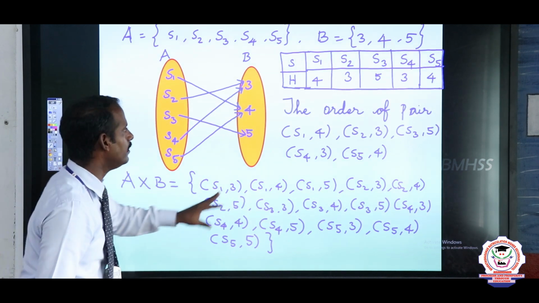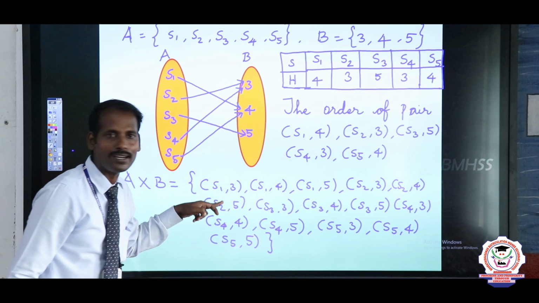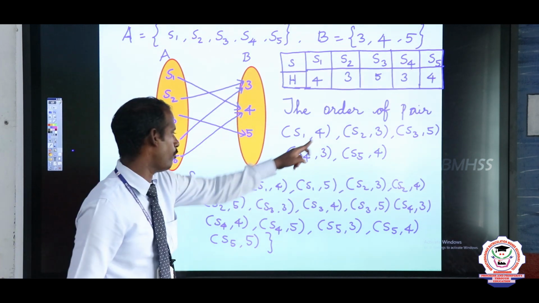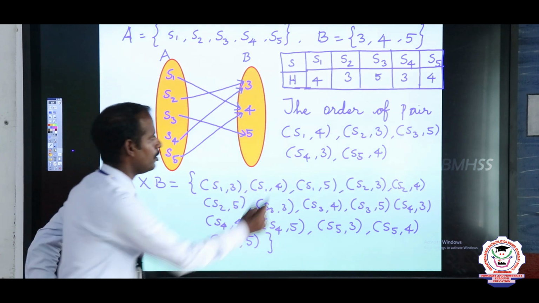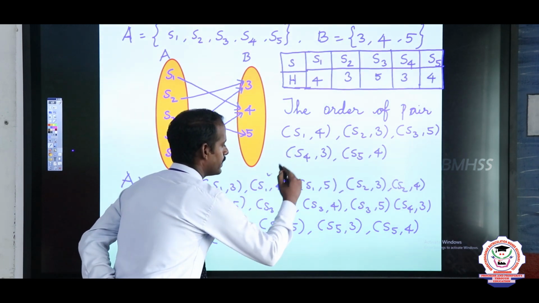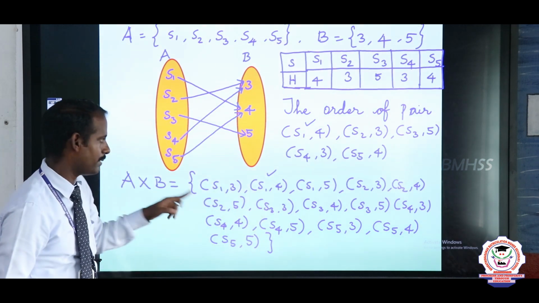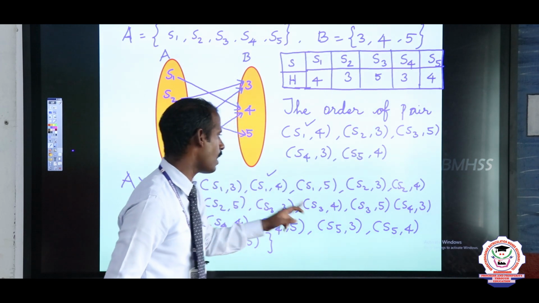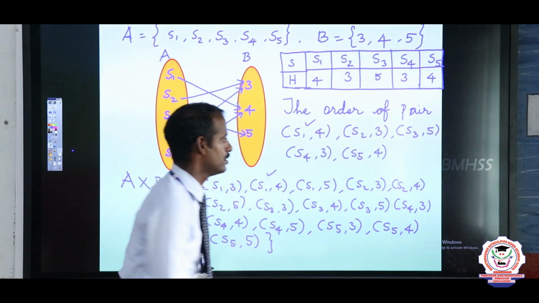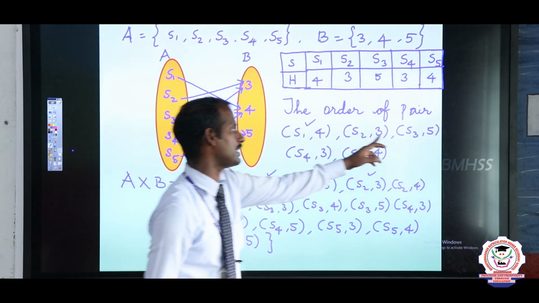So here the order of pair S1 comma 4 belongs to A Cartesian B. S1 comma 4 belongs to A Cartesian product B. So these elements belong to A Cartesian B. Then second order of pair S2 comma 3 belongs to A Cartesian B. So second element is also there. Then third element S3 comma 5.